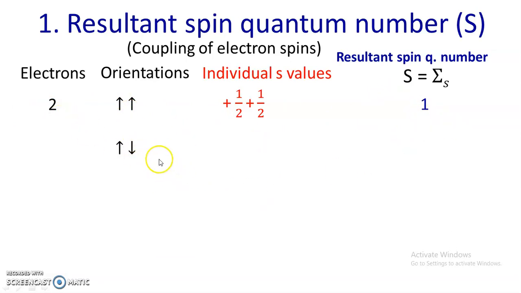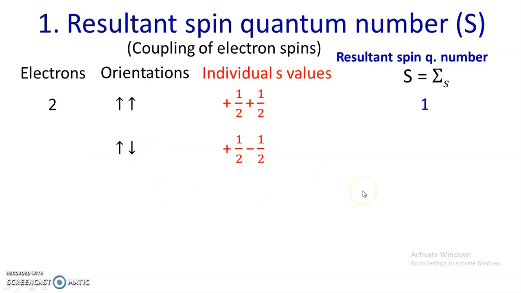Suppose for two electrons, another possible orientation is one electron spinning in the clockwise direction, whereas the other electron spins along the anti-clockwise direction. Then the individual spin values are plus half for the first electron, which is spinning in the clockwise direction, and minus half for the second electron, which spins along the anti-clockwise direction.